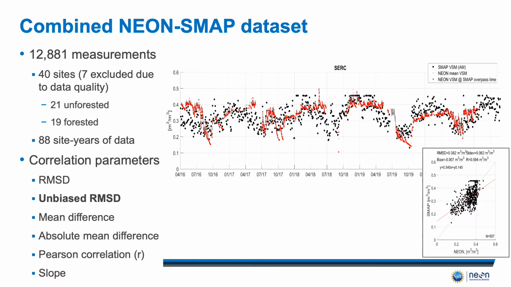deviation, the unbiased root mean squared deviation, which I've highlighted because that's the primary metric that SMAP uses to quantify performance. You can think of that as representing the sensitivity of SMAP to changes in soil moisture. The mean difference, which includes measurement bias as well as representativeness errors, the absolute mean difference, the Pearson correlation statistic, and the slope of the correlation.